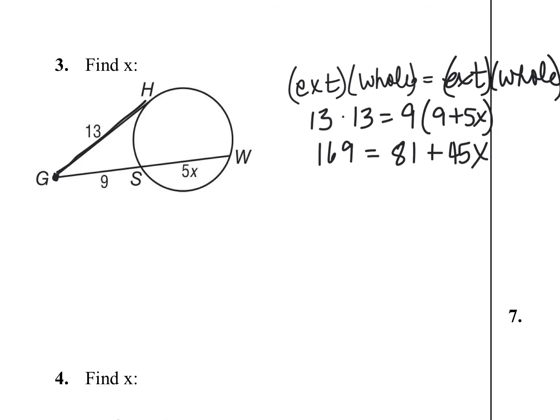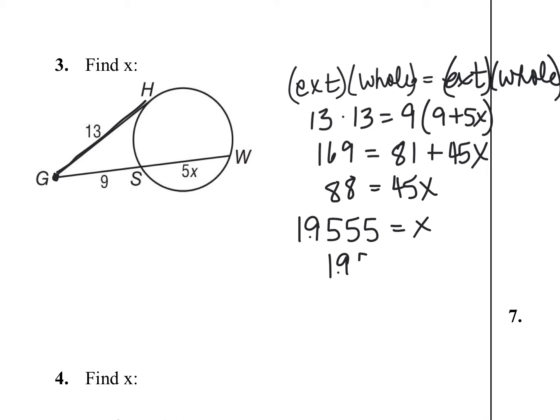We're going to subtract 81 from both sides of the equation. We get 88 equals 45x. And now we'll divide both sides by 45, and we get 1.9555 equals x, so approximately 1.956.